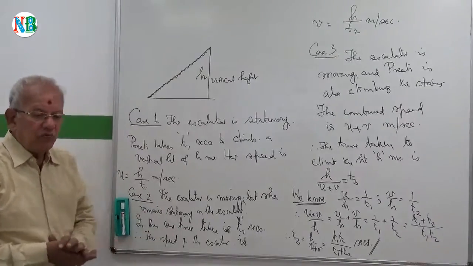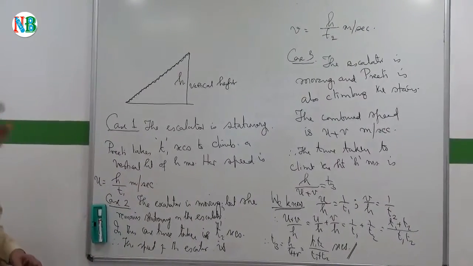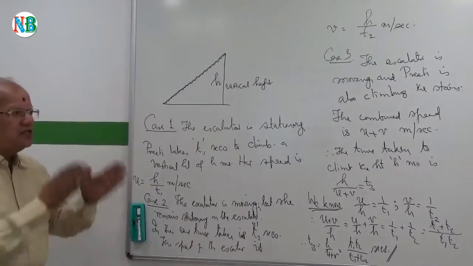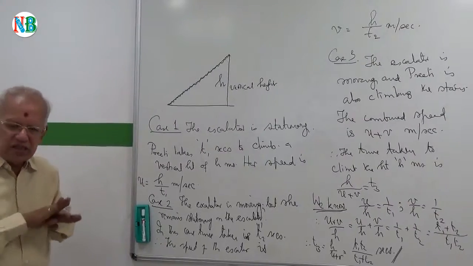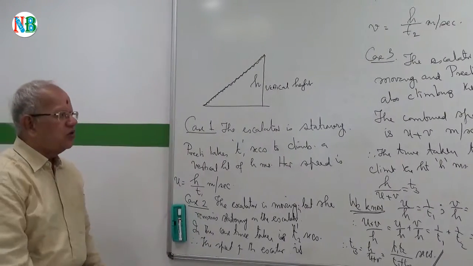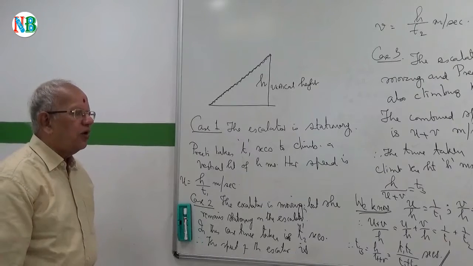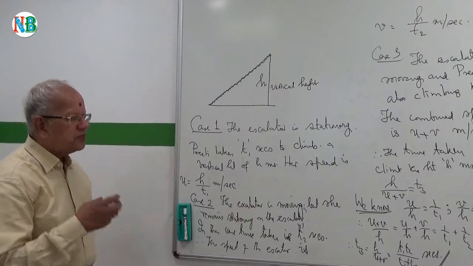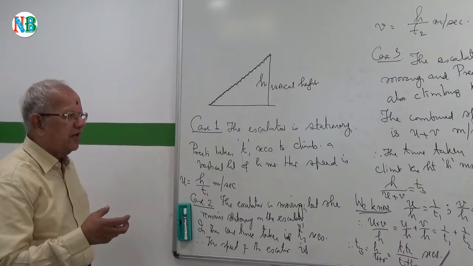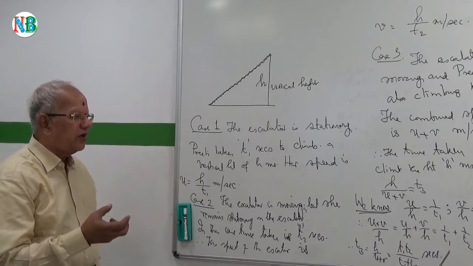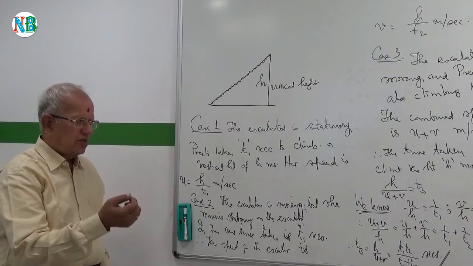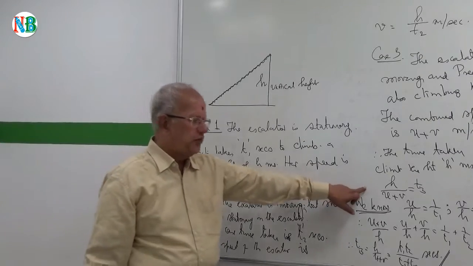Now when the escalator is moving, she is also climbing, then it is a combined speed. Because it's both in the same direction, it's combined speed. So u plus v, and with the speed u plus v meters per second, how long will it take to cover a distance of h, right? And that is h by u plus v.